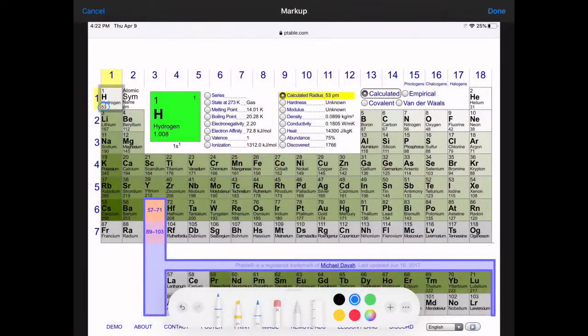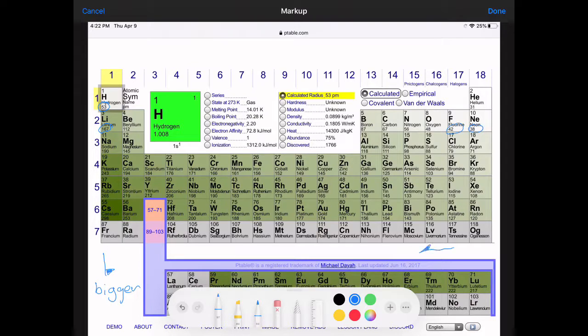Let's also take a look at some of the properties of atoms on the periodic table. Right now we're looking at their radius. That's how big the atom is. We can see that hydrogen is 53 picometers, whereas lithium is 167. So lithium is clearly a lot bigger. As we go down the periods, we get bigger atoms.